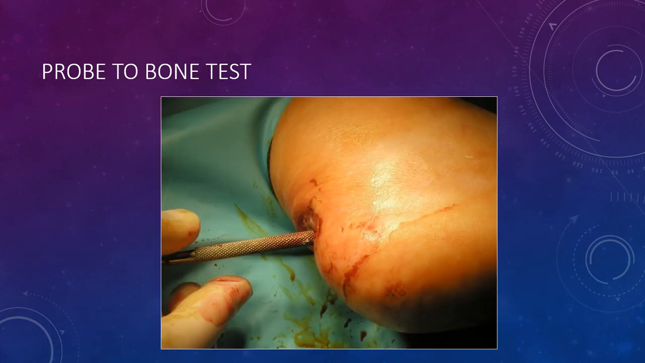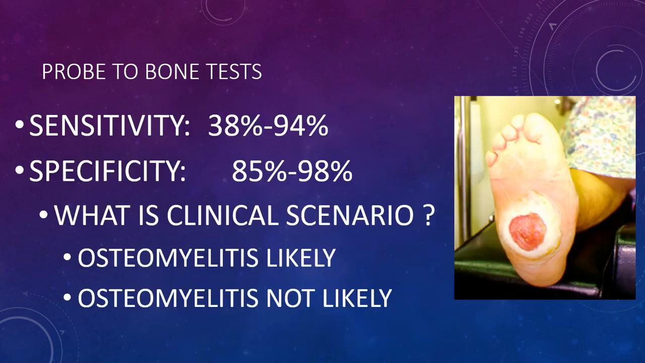We hear a lot about the probe to bone test and the reliability of that. Overall, the sensitivity is somewhat variable, although the specificity is much higher. And realistically, I think it comes down to your experience and the clinical scenario that's facing you in terms of deciding whether or not you believe that osteomyelitis is likely or osteomyelitis is not likely.